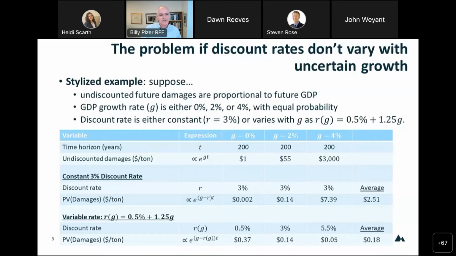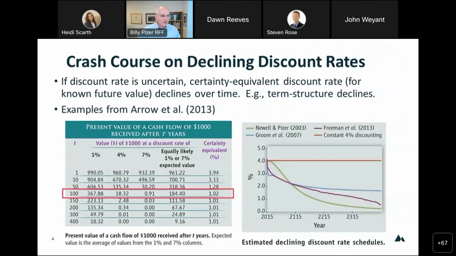So how do we actually figure out these parameters? First I have to talk about declining discount rates, and then I can tell you about our idea for how you figure out rho and eta. Declining discount rates is related to the same idea I was just talking about. But imagine for a second that instead of the thing you're discounting being uncertain because of growth or something else, we actually know the value in the future. Let's say it's $1,000.